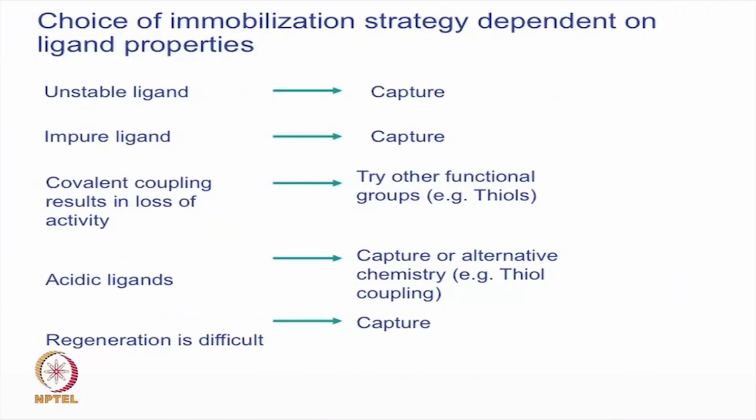The choice of the immobilization strategy generally depends upon the kind of molecule we have. Let us say we have an unstable ligand, then we go for capture. Let us say we have an impure ligand, we go for capture. When we do a covalent coupling, and that covalent coupling leads to loss of activity, which means your analyte is not binding, then we will not proceed with covalent coupling, but in that case we will identify a capture process.